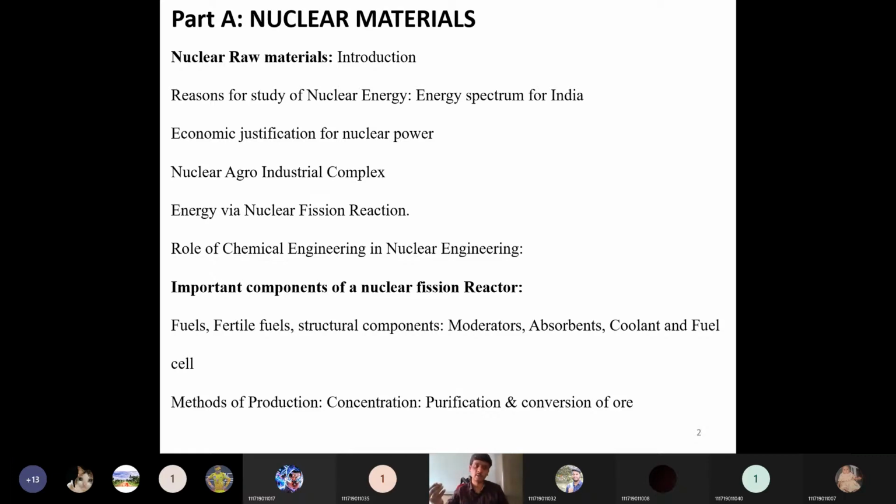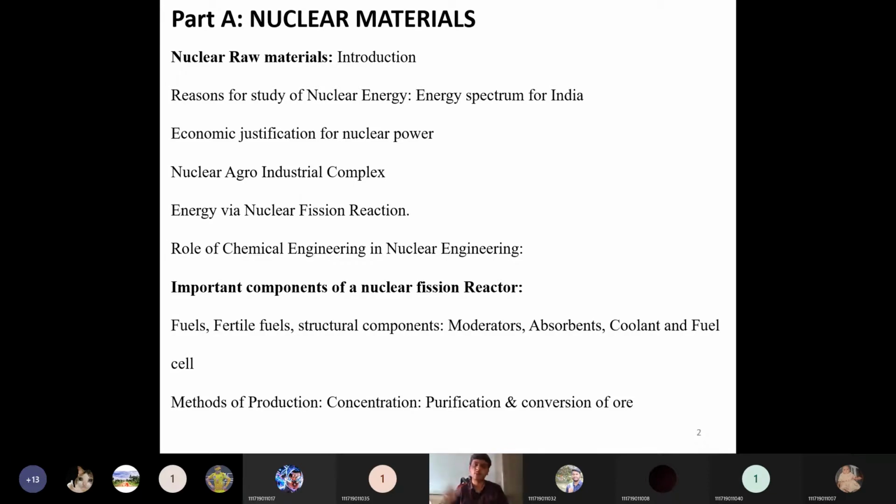The next topic will be the energy via nuclear fission reaction. There are two types of reaction: one is the fission reaction, another is the fusion reaction. Generally fusion reaction happens naturally in our sun, whatever heat we are encountering is due to the fusion reaction. But in nuclear energy production, we will be using the fission reaction. What is the difference between fission and fusion reactions? We will be discussing in detail.